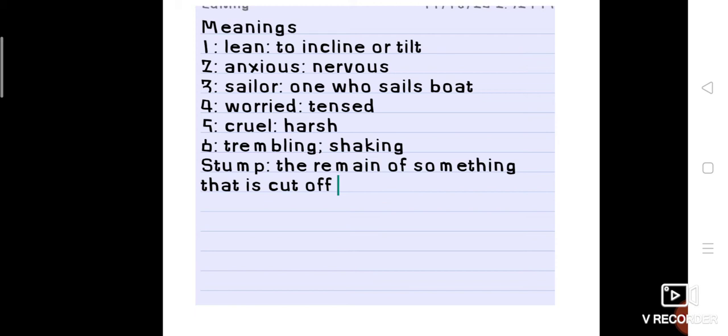And stump is the remaining part of something which is cut off. If anything is cut off, the remaining part that is left is called a stump.